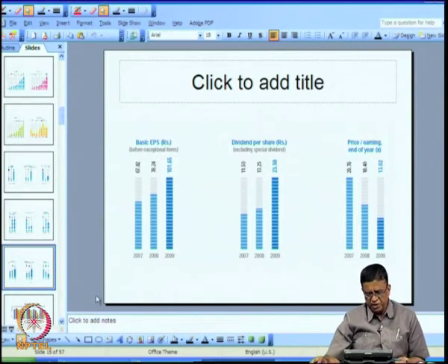In 2009 it earned 101.65. What is the dividend per share? It is 23.50 for a 5 rupee share in 2009, that means more than 400%, nearing 500%. What is the price per earning at the end of the year? In 2009 it was around 13.02, and you see a slight dip from 2007 to 2008 to 2009.